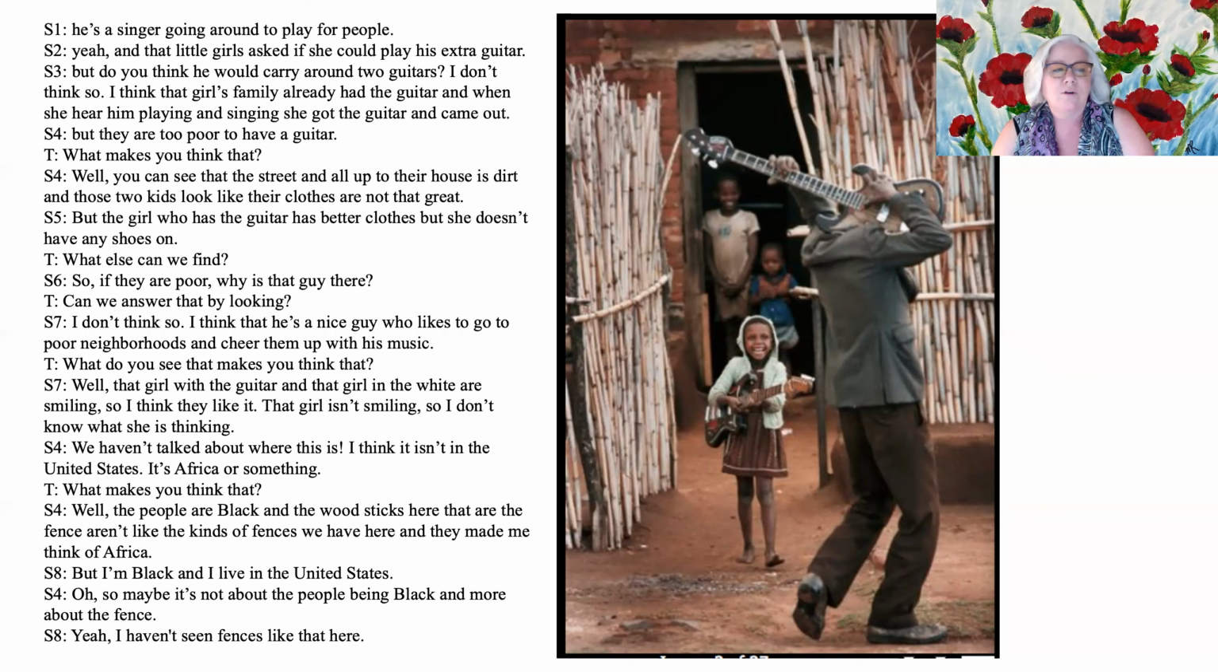Student 4: We haven't talked about where this is. I think it isn't in the United States. It's Africa or something. Teacher: What makes you think that? Student 4: Well, the people are black and the wood sticks here that are the fence aren't all the kinds of fences we have here, and they made me think of Africa. Student 8: But I'm black and I live in the United States. Student 4: Oh, so maybe it's not about the people being black and more about the fence. Student 8: Yeah, I haven't seen fences like that here.